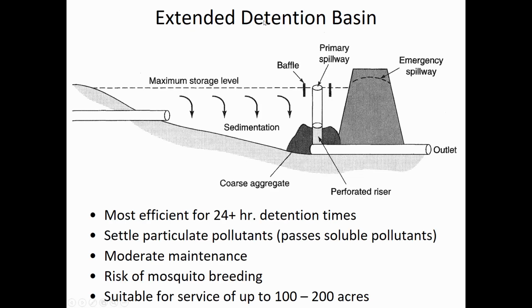Typically, an extended detention basin would be used for situations where you expect the pond to have water maybe about a day or perhaps a little bit longer. And the environmental benefit it has is it's settling particulate pollutants. But the problem is that there can be a risk for mosquito breeding if the area stays moist for too long.